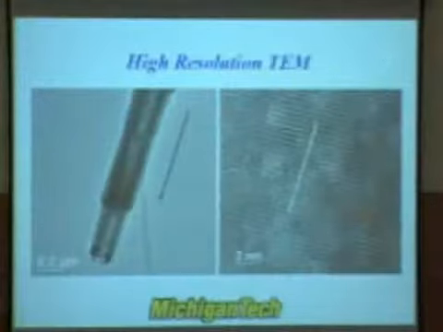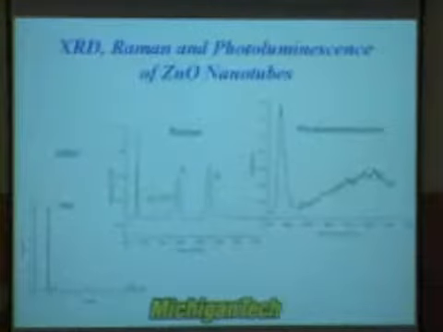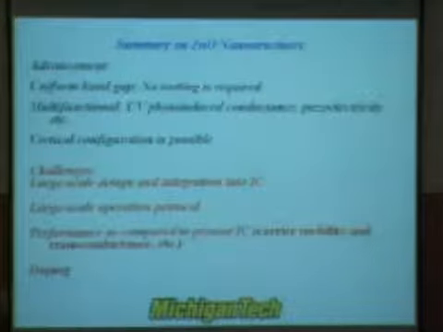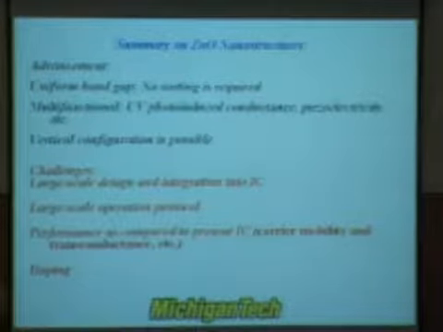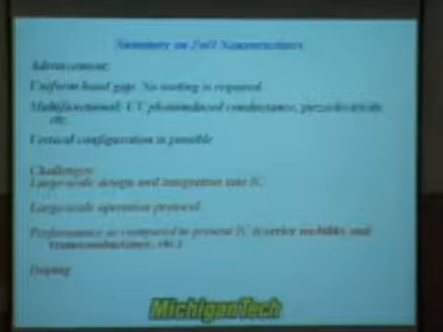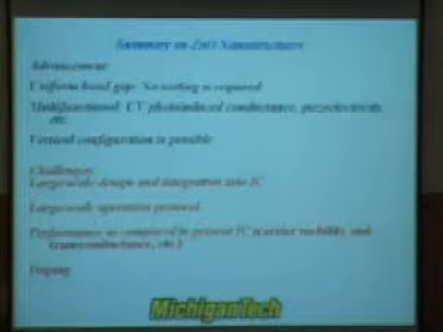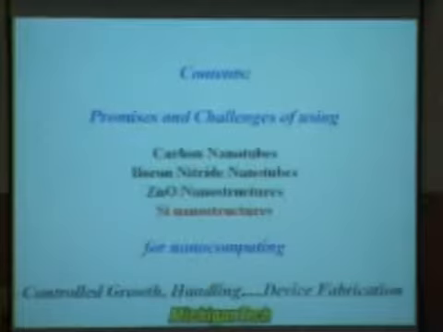And these are single crystalline structures, just some details of the properties. So let me quickly summarize zinc oxide. Uniform band gap, you don't have to sort them, right? Multifunctional. You can make a vertical transistor. And the challenge will be large-scale synthesis and operation, and the performance. Doping is still an issue, although p-type was just reported last month. All right, move to the last one, nanostructures. Any questions about zinc oxide?